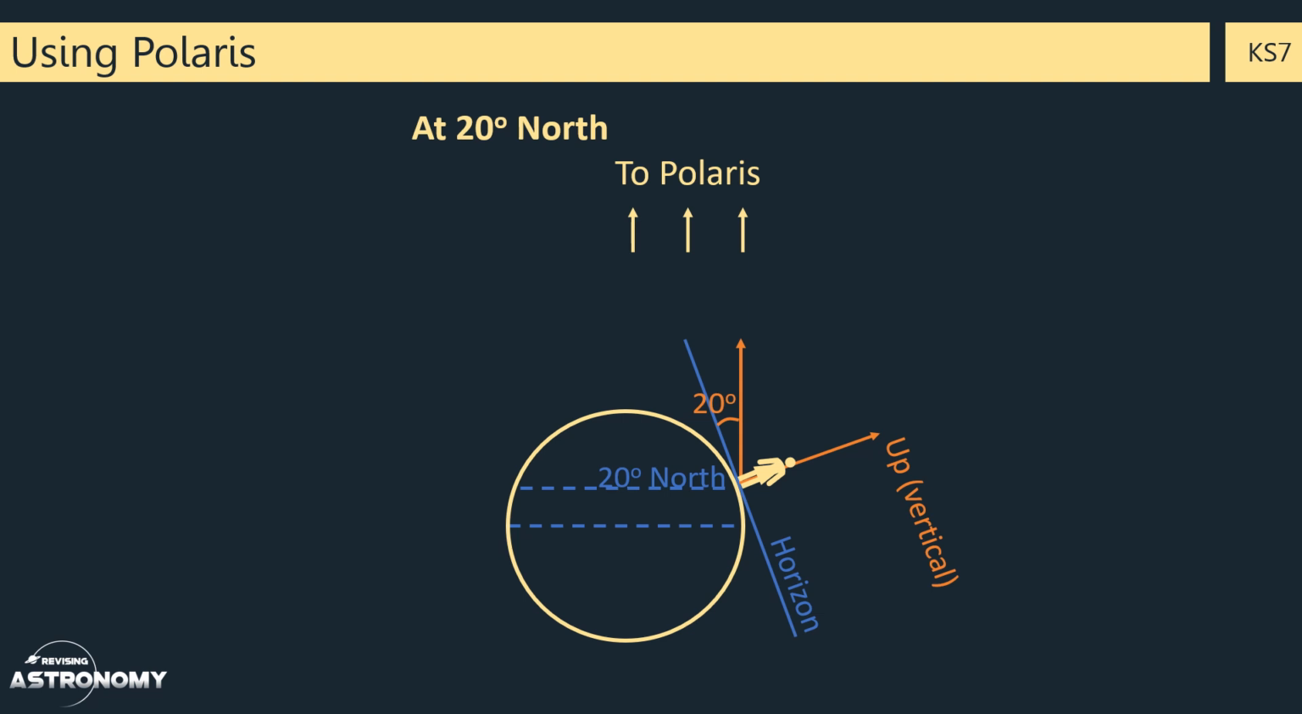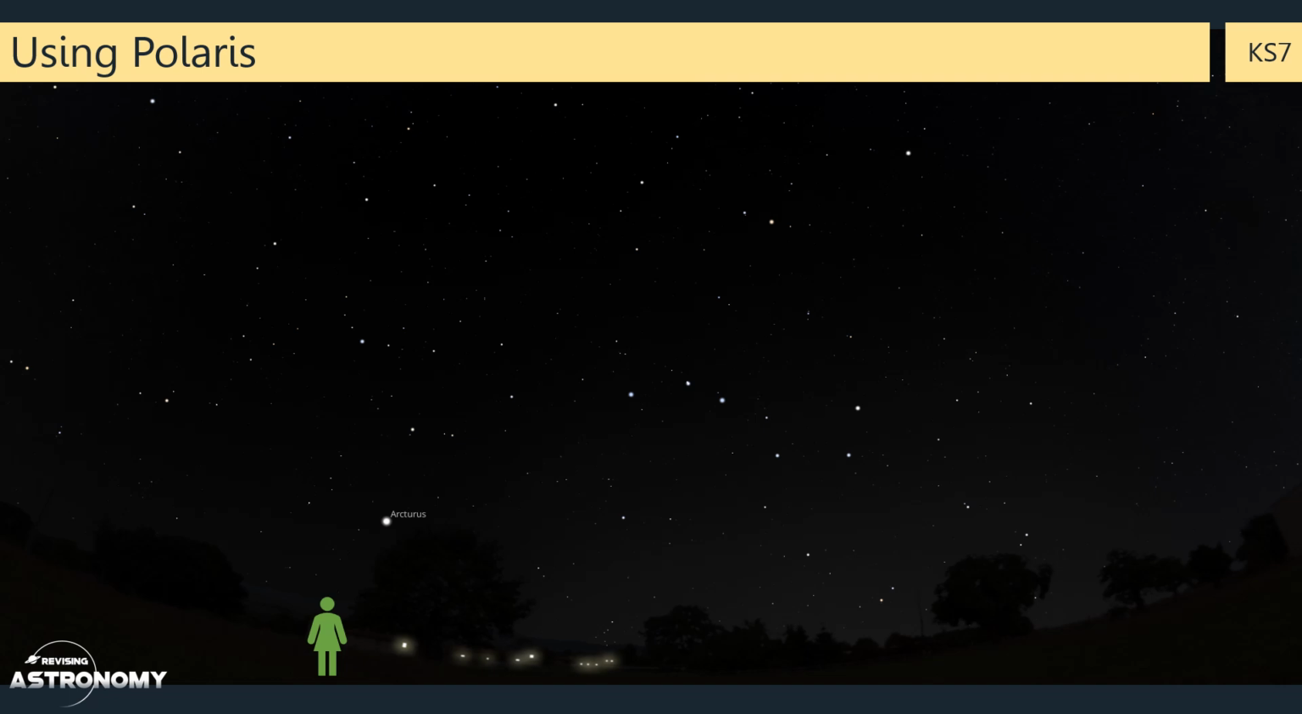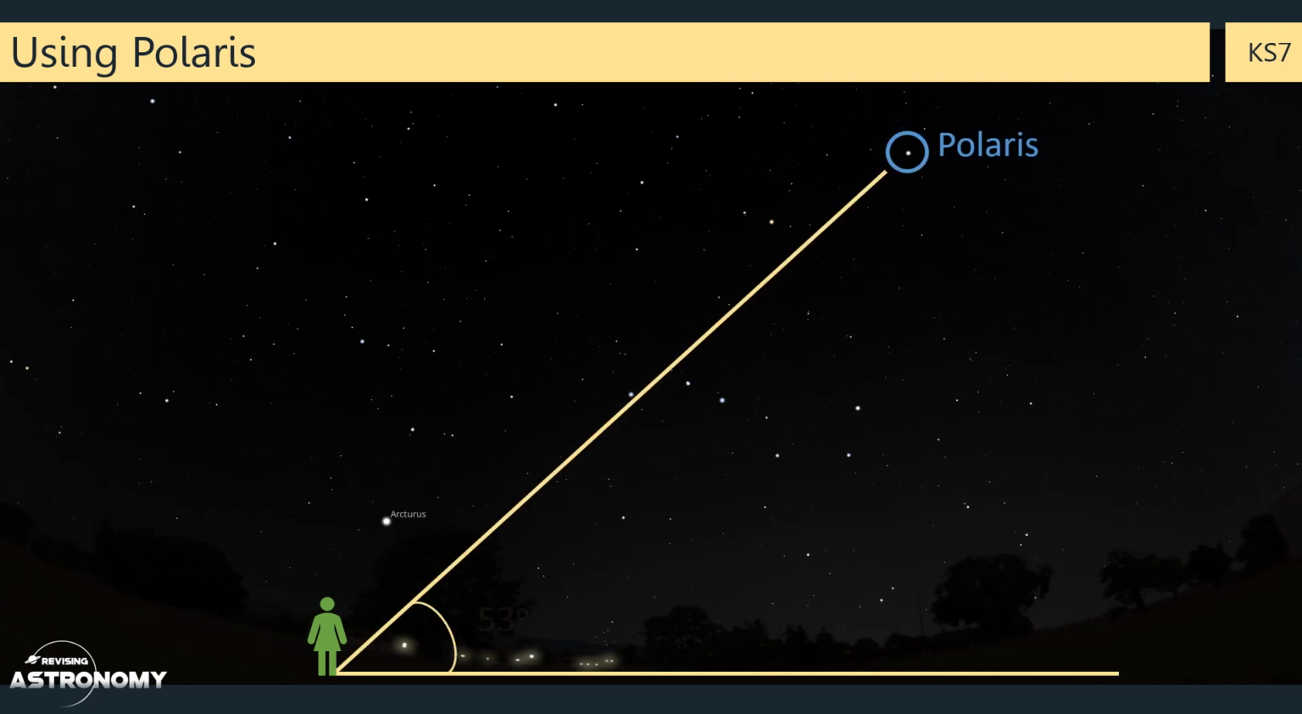So Polaris is extremely useful at determining your latitude, as by measuring the altitude of Polaris, you can work out your latitude. Here, Polaris is at 53 degrees above the horizon, meaning the observer is located at 53 degrees north.